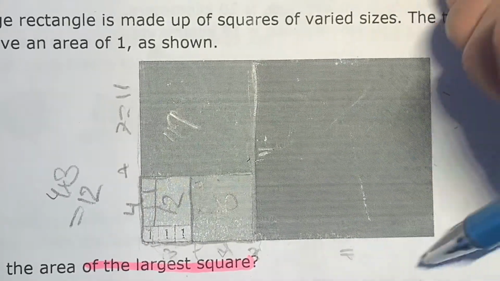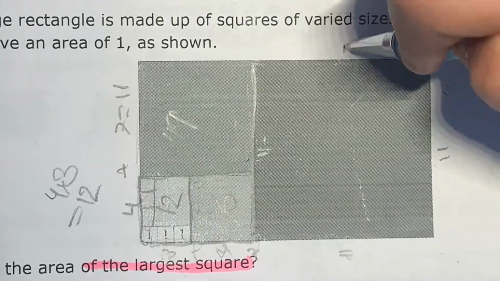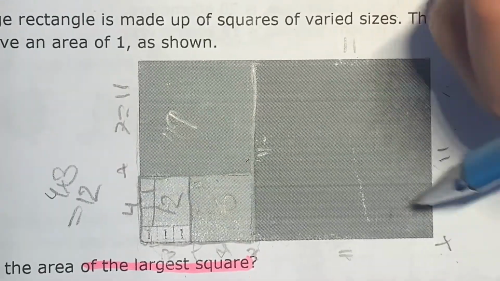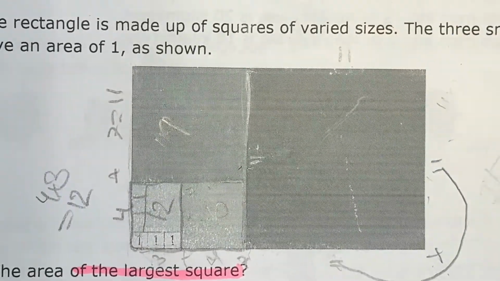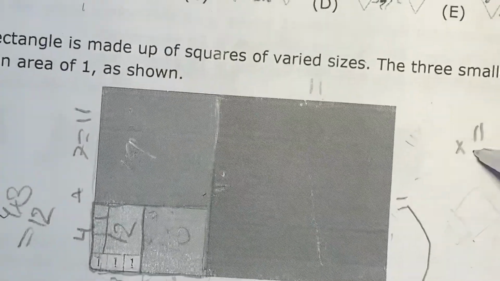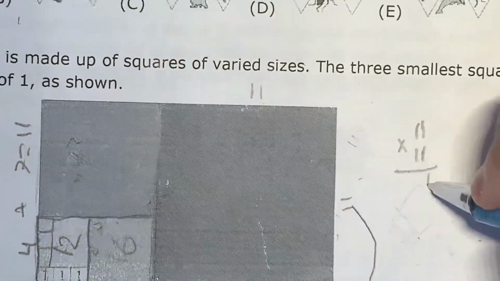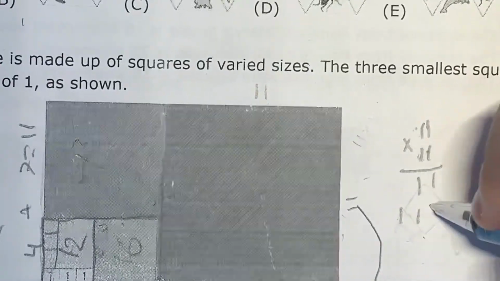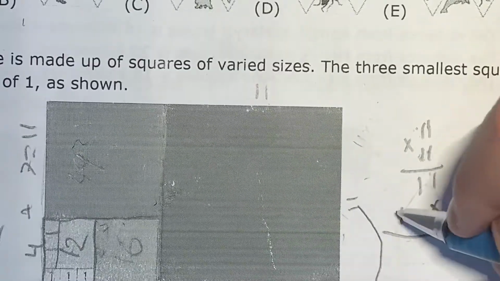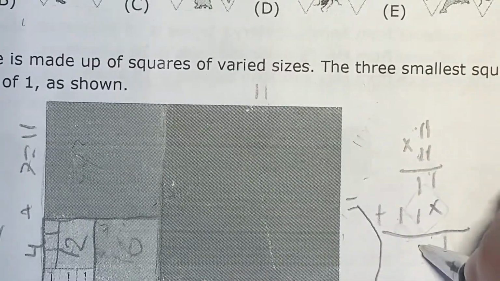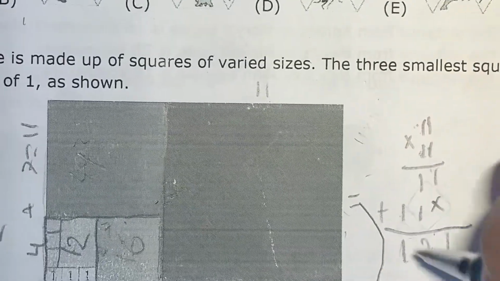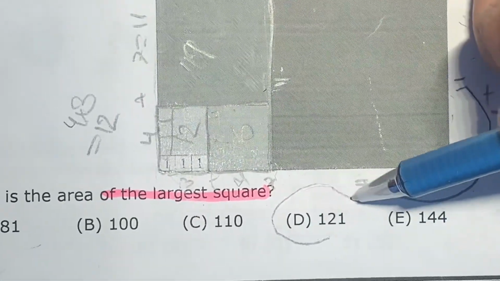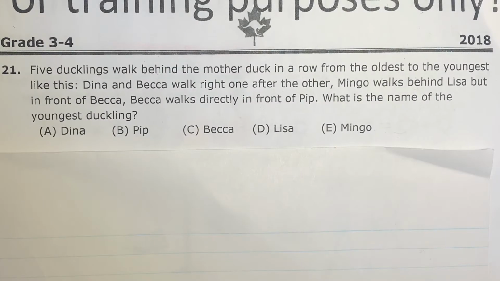This side is 11 too because they're similar sides, okay? 11, 11, and 11. So we're just going to take two sides and multiply them. So this side and this side. If you multiply them, so 11 times 11. So 1 times 1 equals 1, 1 times 1 equals 1, 1 times 1 equals 1, and 1 times 1 equals 1. So if we add them up, 1, 2, 1. So the answer is 121. So the area of the largest square is 121. It's number D.